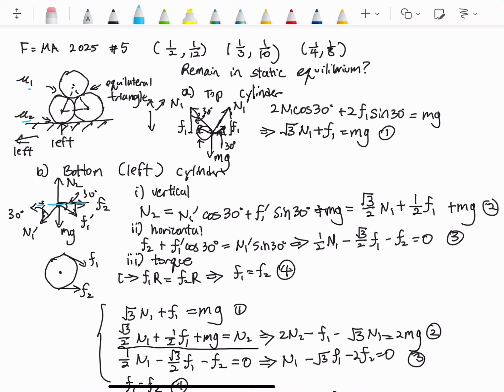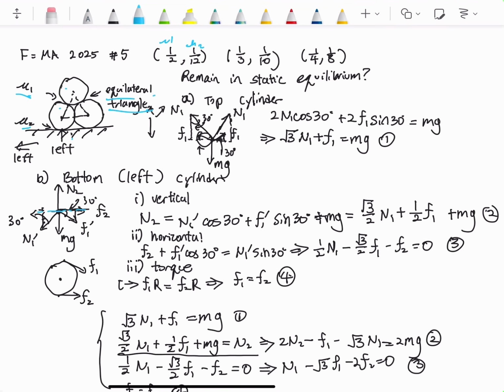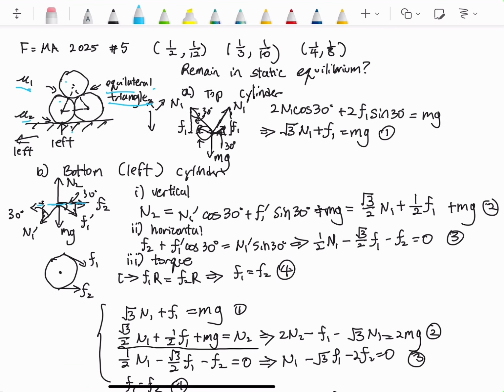The centers of the cylinders connected form an equilateral triangle, and the frictional constant between the top and bottom cylinder is mu1, and the friction between the bottom cylinder and the floor is mu2. The question asks which of these pairs of mu1 and mu2 will allow the system to remain in static equilibrium. So first, we do a free body diagram for the top cylinder.